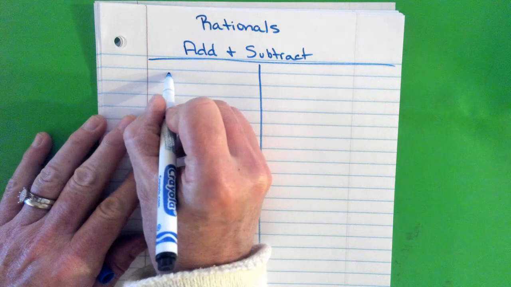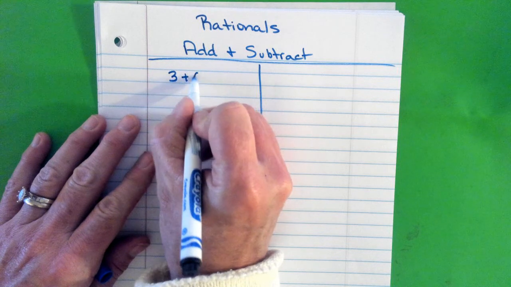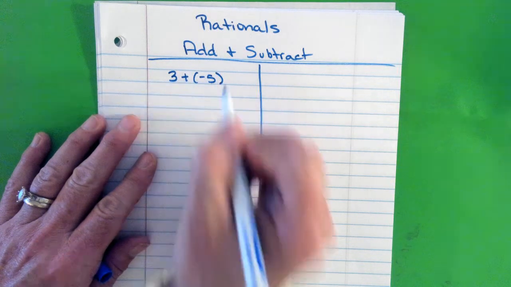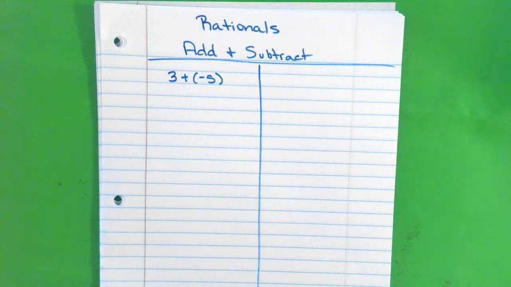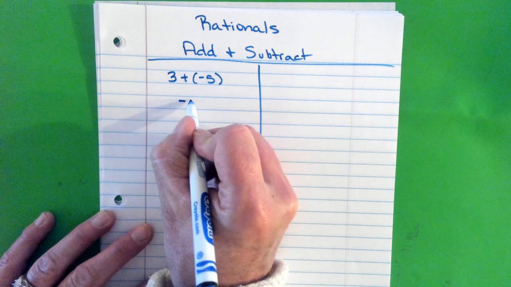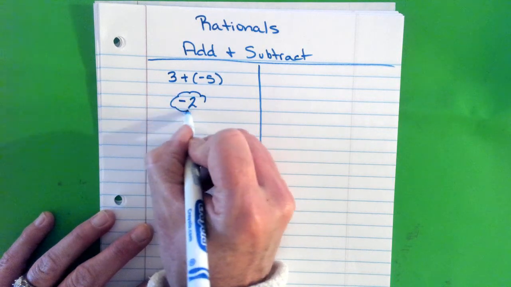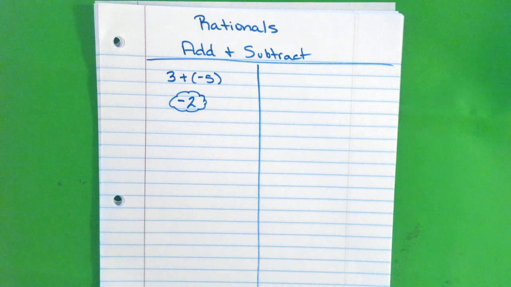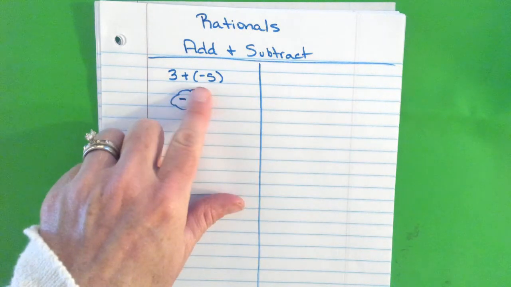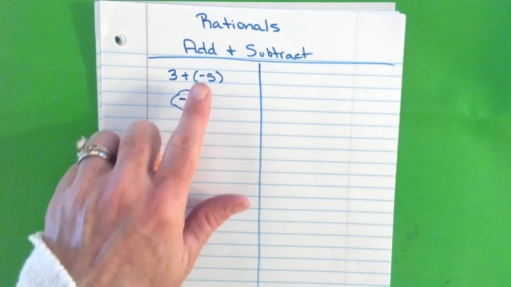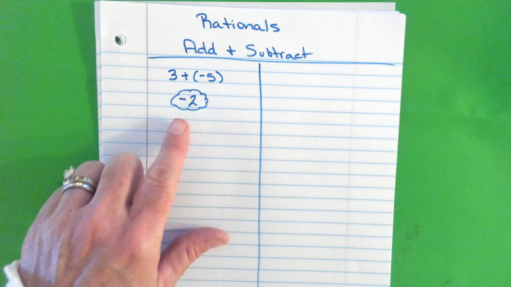If I've got a 3 and I add 5 negatives, what is my answer going to be? What do y'all think? Negatives win by how many? 2. So the answer is -2. So you're going to solve just like that. You look at the signs. If they're the same, positives, positives, you get more positives. Negatives, negatives, you get more negatives. But if they're different, they're going to cancel each other out, and it looks like the negatives are going to win because they have more by 2.